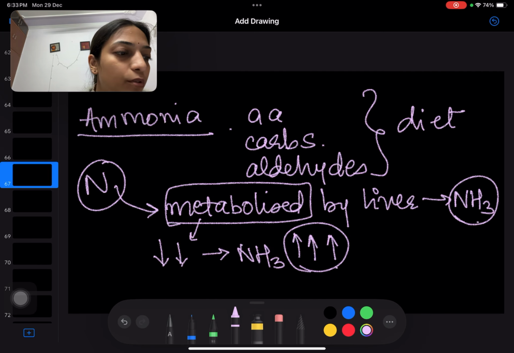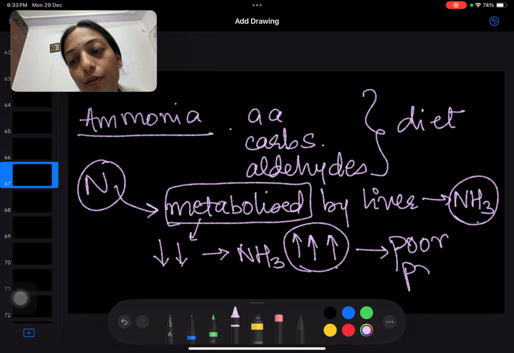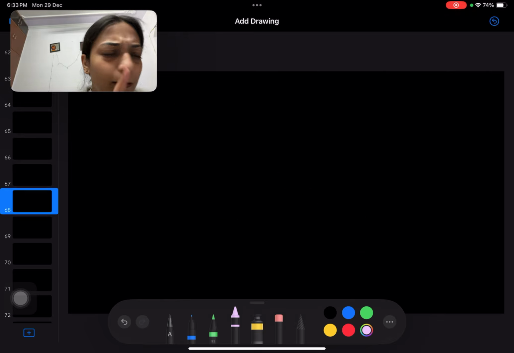Right? Why? Because it was getting metabolized, but now it is not getting metabolized. So overall it causes a poor prognosis. We are going to read about it so much, like now 10 minutes later we are going to read so much about ammonia. So let's just keep it in our mind that if ammonia is increasing, it means poor prognosis. Just remember this much, this one line.